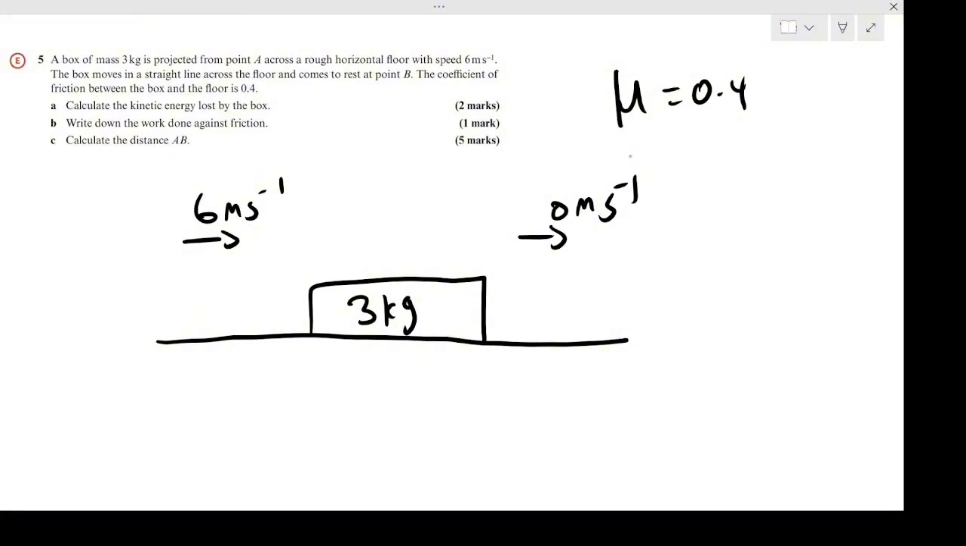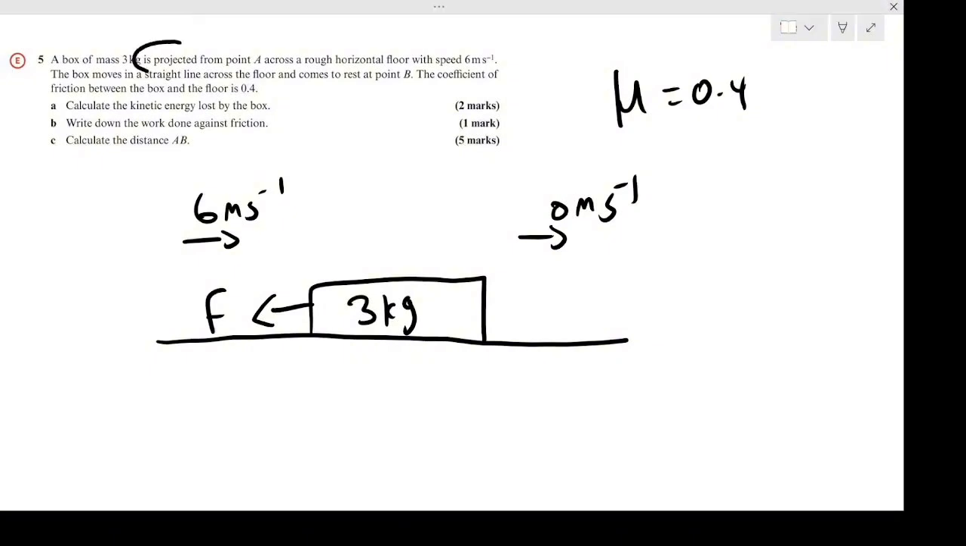Right. I think that's everything I'm really told. We know there's going to be friction. Well, it mentions it, coefficient of friction. So again, that's going to go opposite. It's going to go backwards. I'll call that F for friction. There's not going to be a force forwards. Okay, no force forwards.